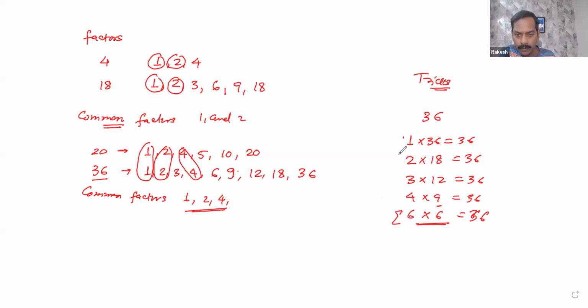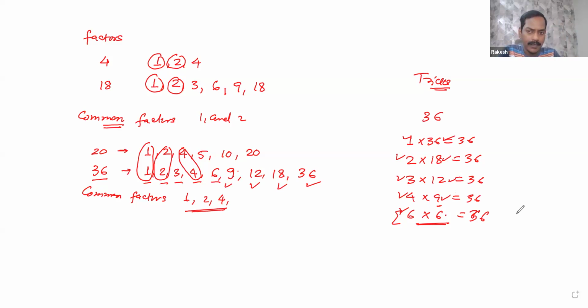How? You have written 1, 2, 3, 4, and 6. Next number would be 6, which has appeared twice. Obviously, there is no need to write it again. You have written 9, 12, 18, and 36. So this is the best way to write all the factors if the number is small. Of course, if the number is higher, then definitely we use the prime factorization logic, but obviously the time taken would be much higher. So this is all about common factors, right?